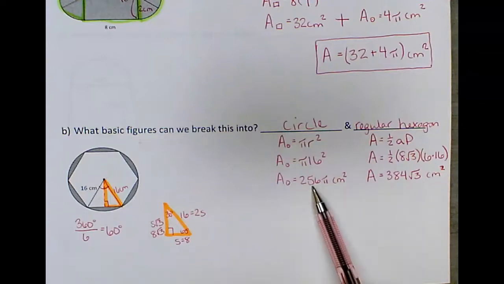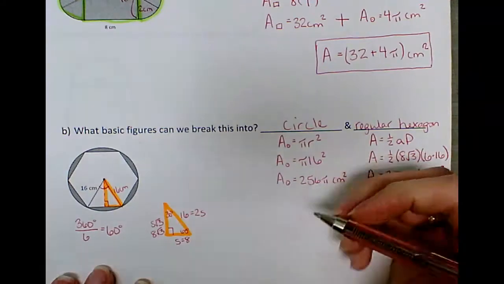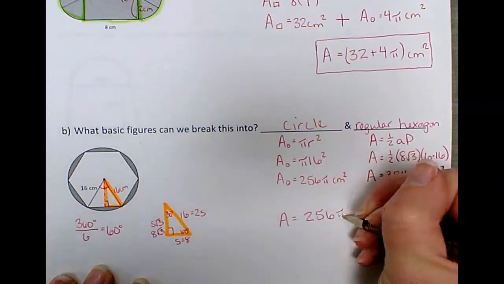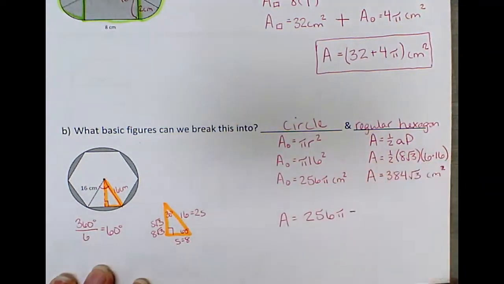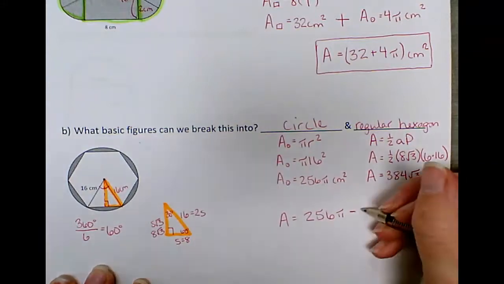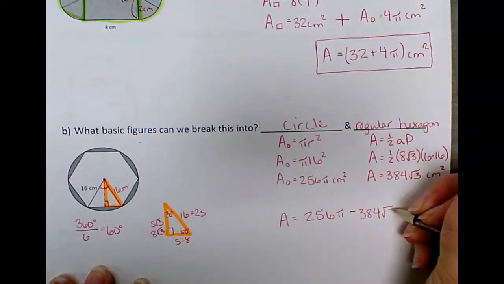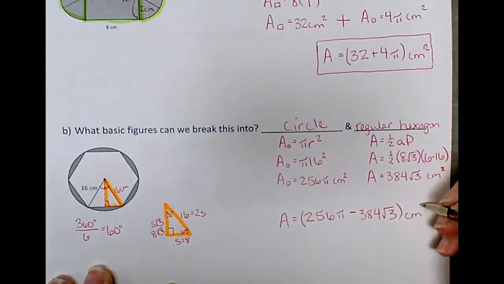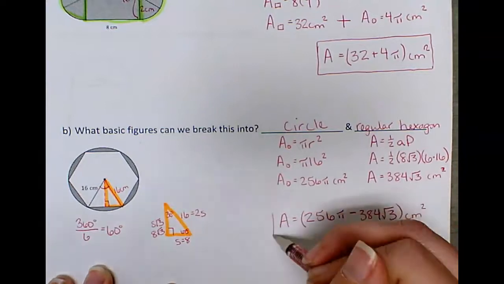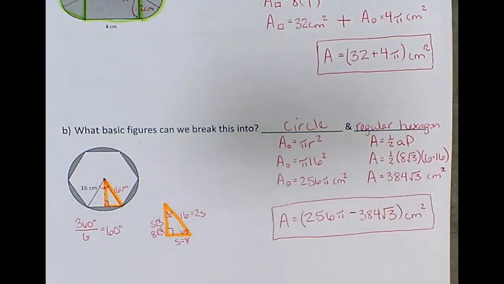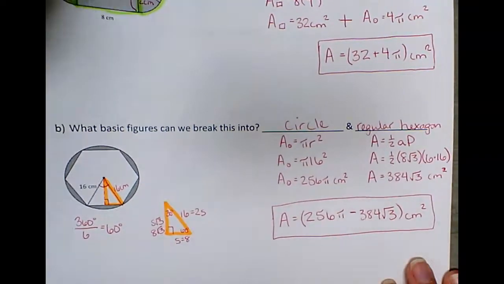I take the bigger area, which is the circle, 256 times pi, and I subtract from it the smaller area, 384 square roots of 3. And I'm still measuring this whole area of the composite in centimeters squared. So this is my area for that composite figure, that shaded area. So let's move on to the next page.